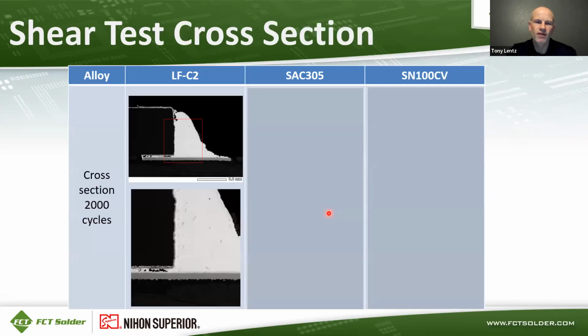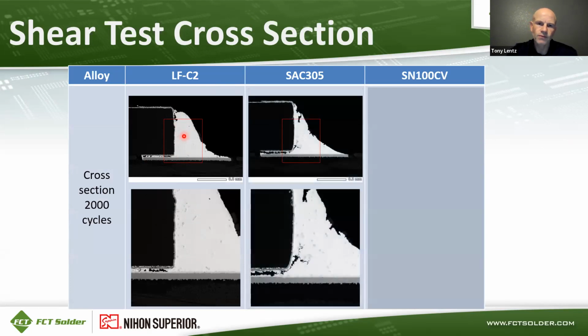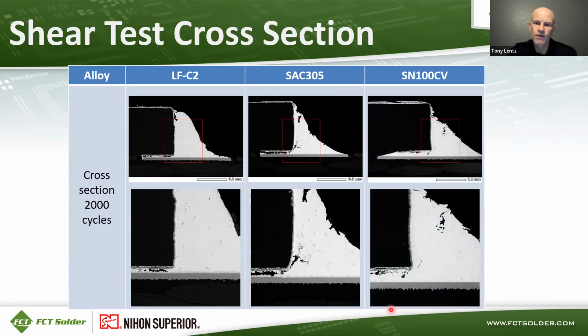Here's cross sections after that test was performed. So this is for LFC2, and you can see a little bit of cracking starting underneath the component body between that and the board pad. But there's not much cracking occurring from the top of the solder joint. SAC305, on the other hand, looks the worst in these cross sections. You've got a lot of cracking around the base of the component starting to creep up the side, and also cracking from the top of that solder joint coming down. And eventually those two would meet and that component would fail. And S100CV was sort of in between those two with a little bit of cracking, but it's not too severe.